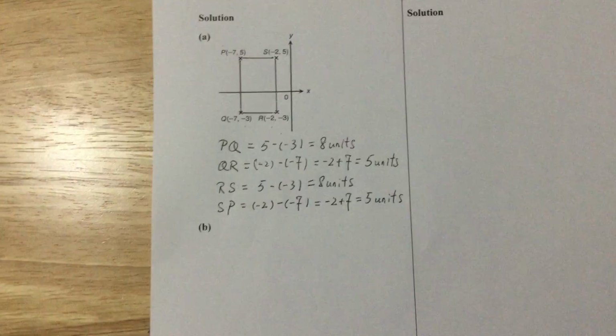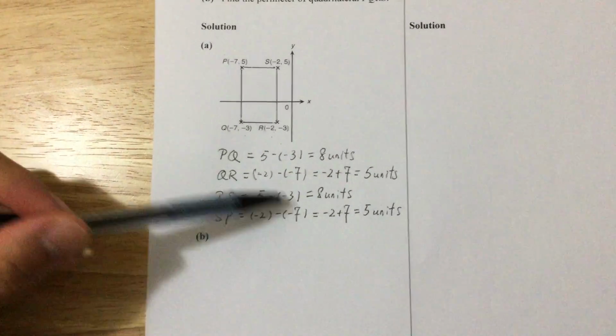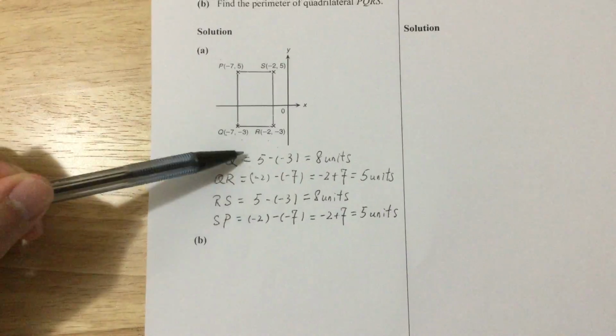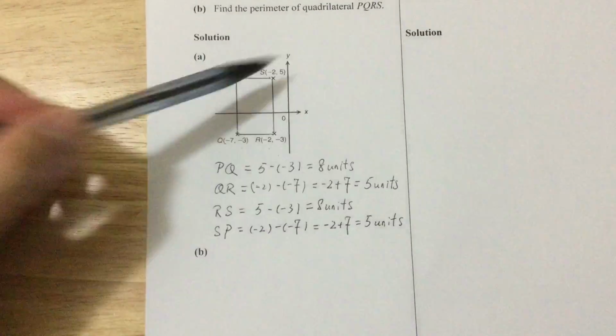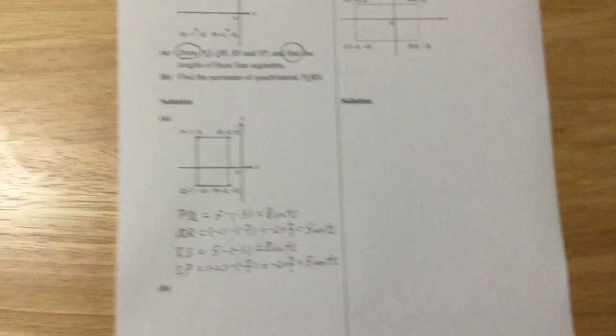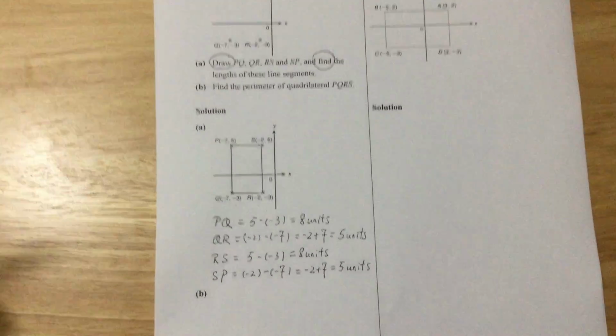So obviously you have these two same calculations, 5 and -3, and -2 and -7. You should see everything. Okay, now we have finished part A, and we go to part B.